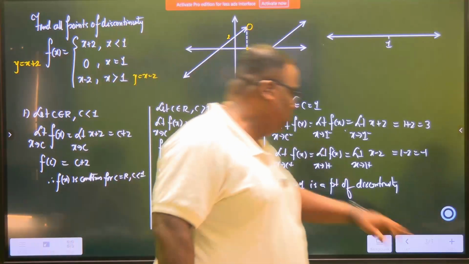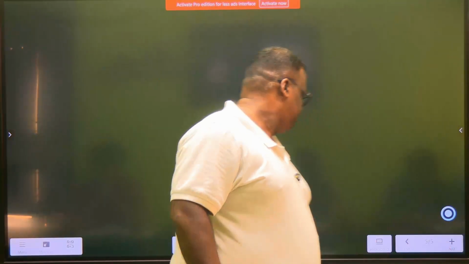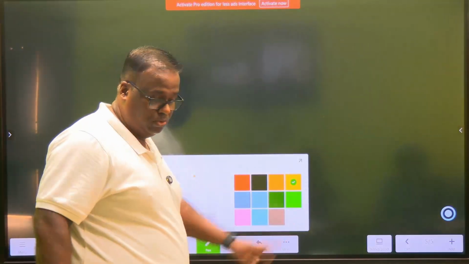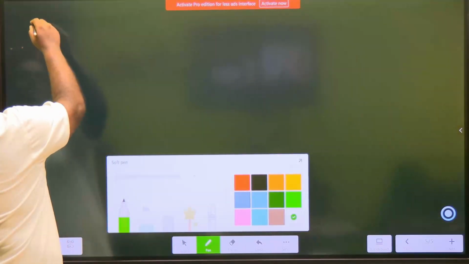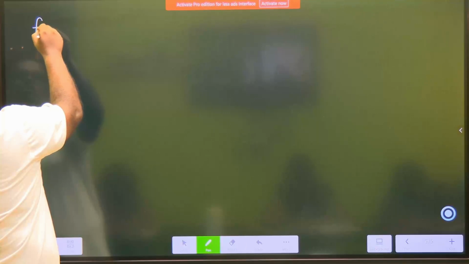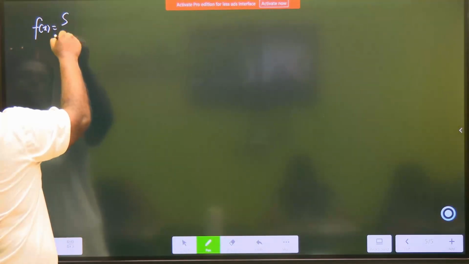Okay, let's take one more. Shall we? Now, you try to do. Discuss the continuity of the function. Now we have a function. Discuss the continuity. It is not asking you to find points of discontinuity.